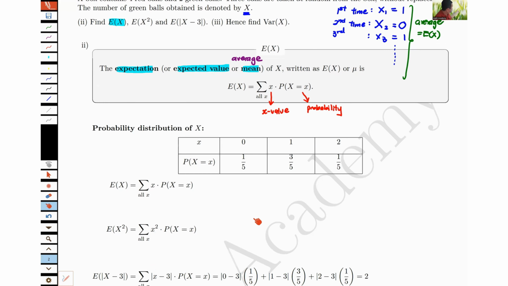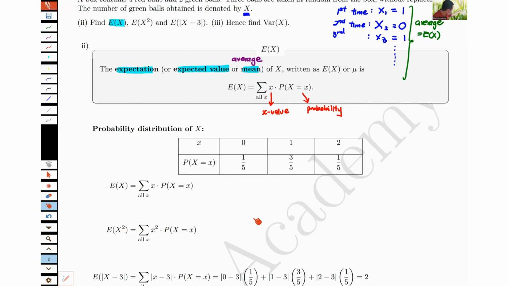In terms of the values, we try to apply it to our probability distribution table. So with a table here like this, X multiply to probability. So you get 0 times 1/5, 1 times 3/5, 2 times 1/5. We just apply and follow the formula accordingly, and we add up all the numbers. It gives me 1.